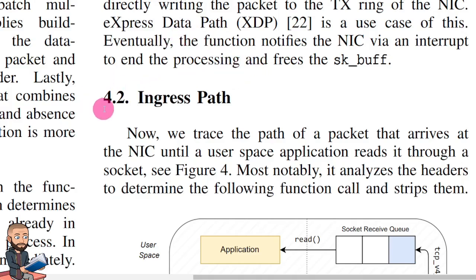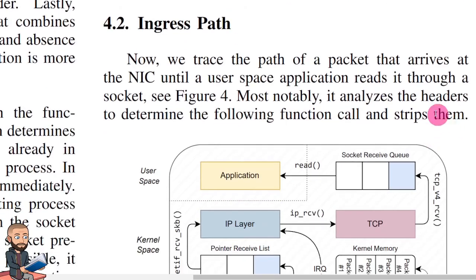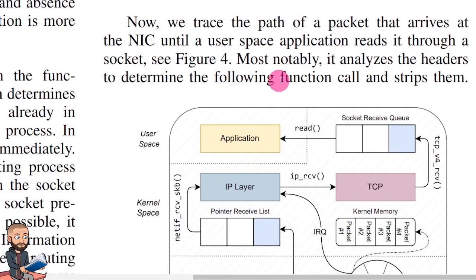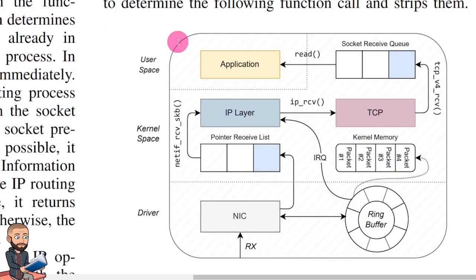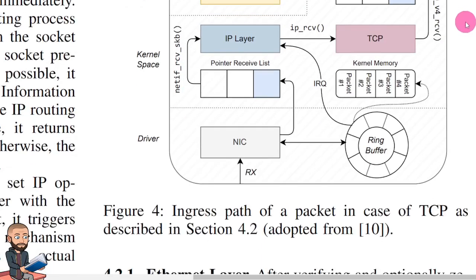So anyways, 4.2 ingress path. Now we trace the path of a packet that arrives at the NIC until user space applications read it through a socket, see figure 4. Most notably, it analyzes the headers to determine the following function call and strips them. So this is figure 4, they're saying it is a depiction of the ingress path of a packet in case of TCP as described in section 4.2.